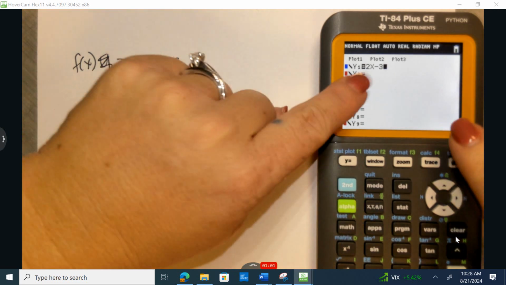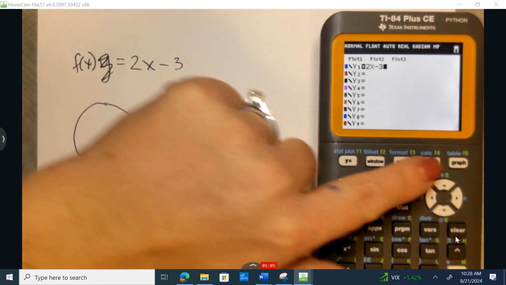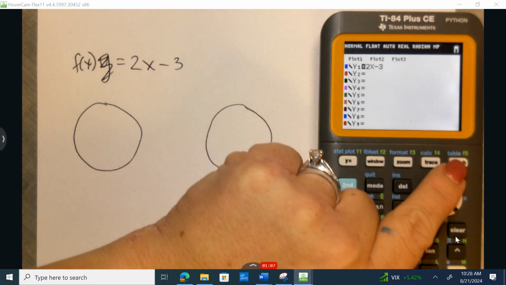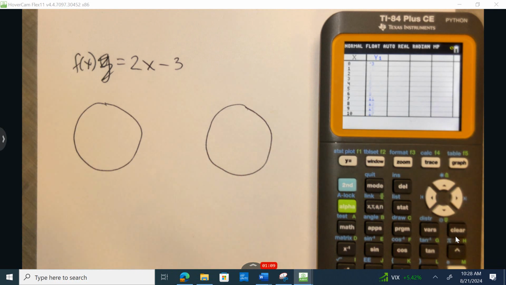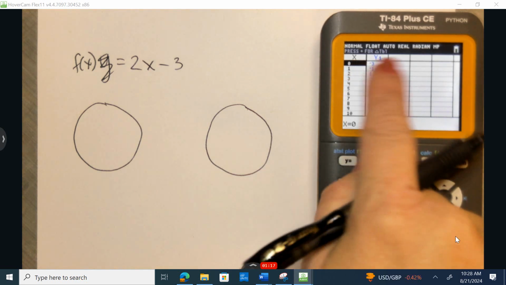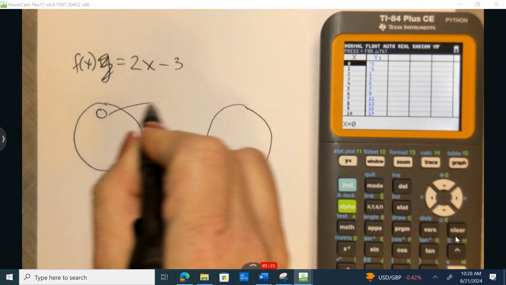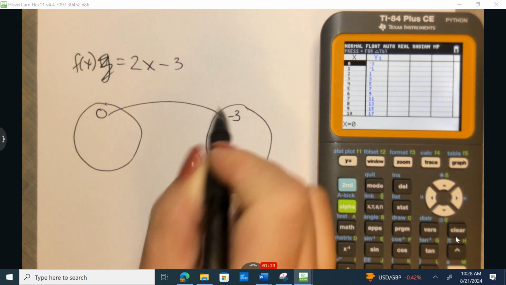At this point, I want you to hit two keys. Hit the second key, that's blue, and in the top right-hand corner, hit the key that says table, second table. Now, I can take any ordered pairs from this function. I'm going to write down 0, negative 3. So I can see that for the function f of x, 0 is mapped onto negative 3.